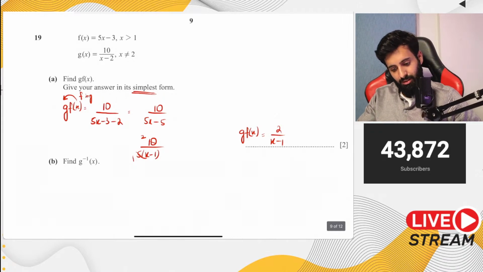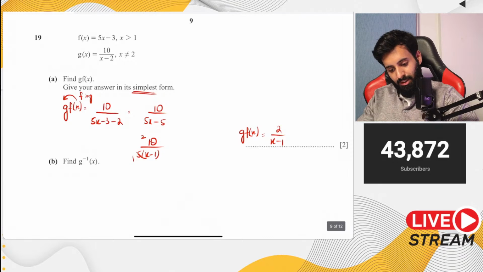Y minus 3. Okay, so that's because notice that this entire x has been replaced by 5x minus 3. So in place of this entire x, 5x minus 3 came, therefore.